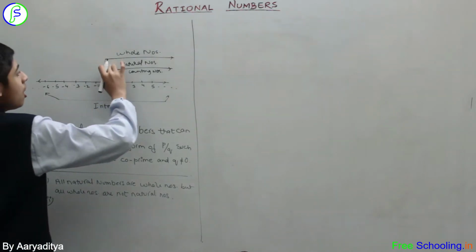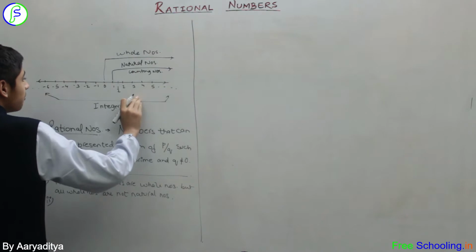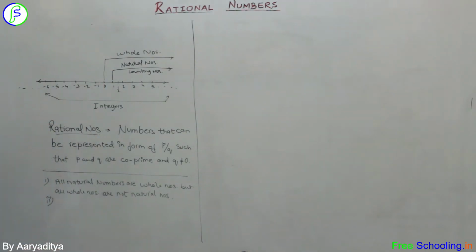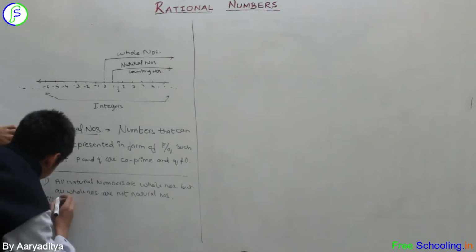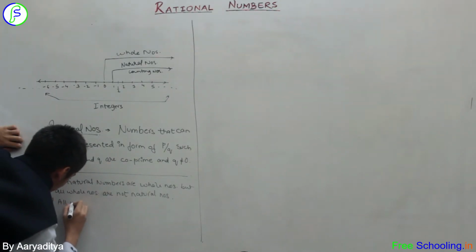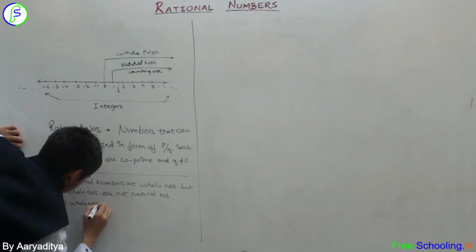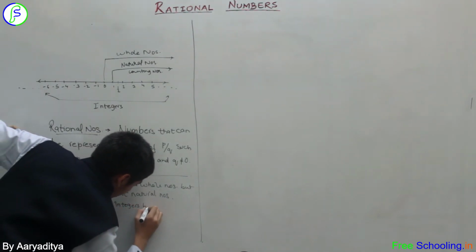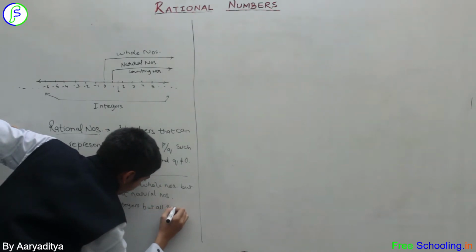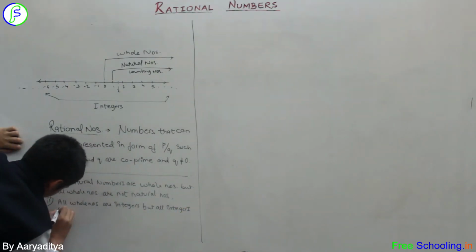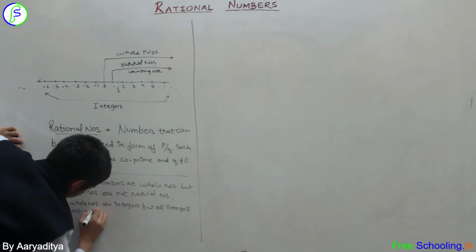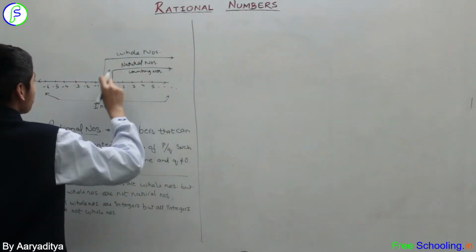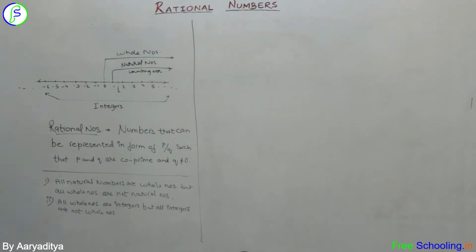We can say that all whole numbers are integers, but all integers are not whole numbers, because integers include negative numbers but whole numbers don't. So what we will be writing? We will write all whole numbers are integers, but all integers are not whole numbers. Similarly, we can say with this one also that all natural numbers are integers, but all integers are not natural numbers. Okay, let me write that one.